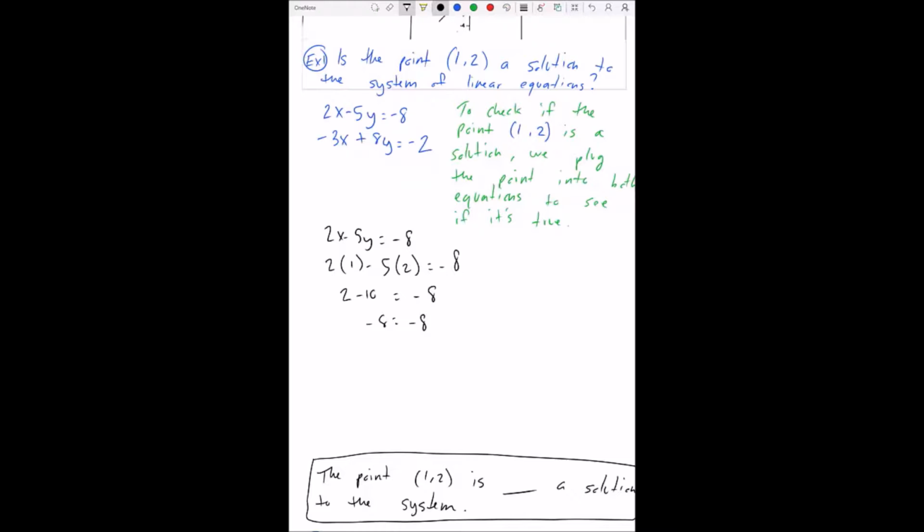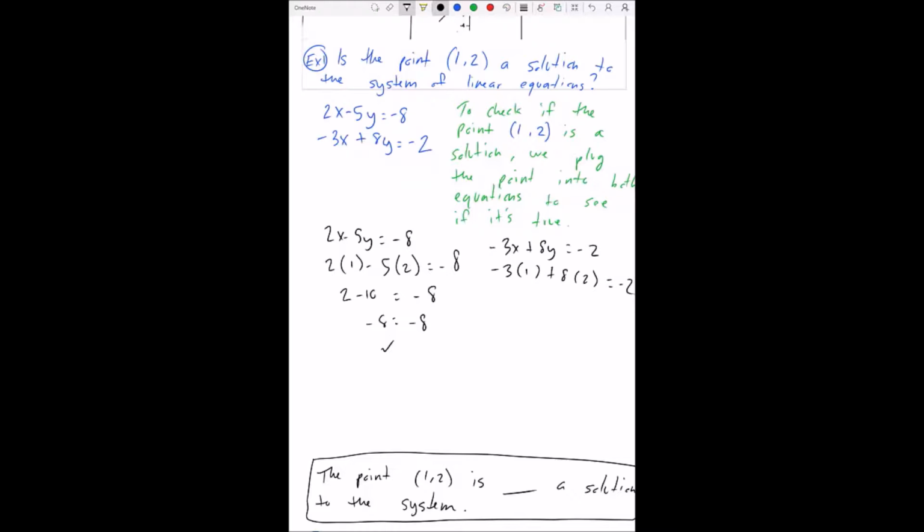But we can't just go ahead and say (1, 2) works for this system, because so far it only works for the first one. We have to check, does it work for the second one? We have to make sure it works for the entire system. So we have negative 3x plus 8y equals negative 2, which gives negative 3 times 1 plus 8 times 2 equals negative 2.